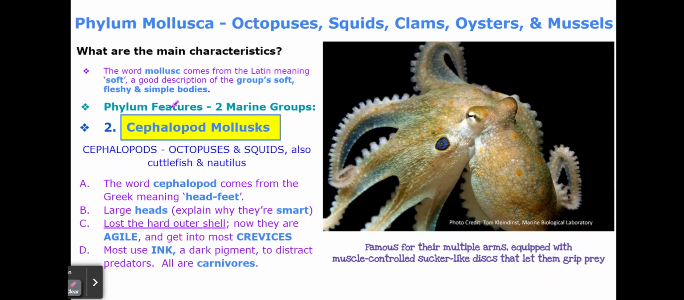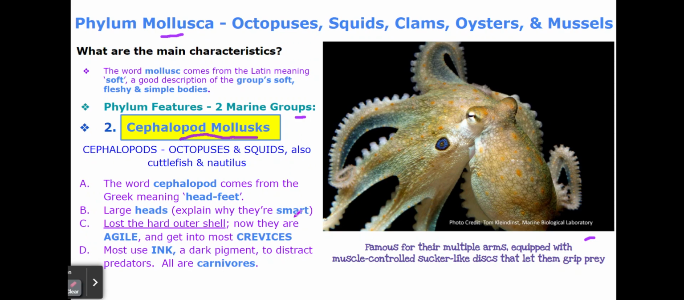Our second marine group of the phylum Mollusca are the cephalopod mollusks. The cephalopod mollusks include octopuses and squids mainly, but also the cuttlefish and nautilus. Here we have a great picture of an octopus. They are famous for their multiple arms. There are 8, equipped with muscle-controlled sucker-like discs that let them grip prey.